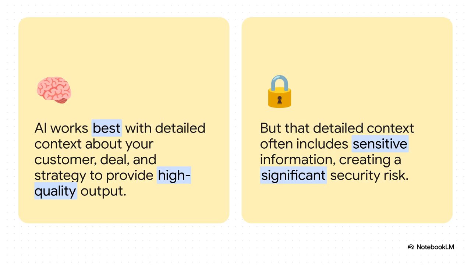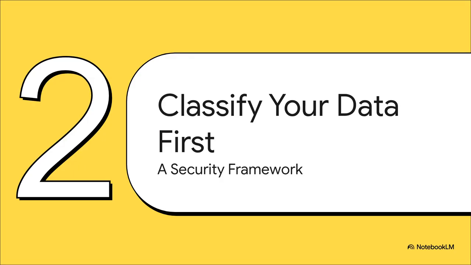But on the other hand, giving it that context means sharing really sensitive stuff. We're talking confidential, proprietary information, and that's a huge risk. So you're stuck. How do you get the magic without giving away the secrets? So how do we solve this? Well, it all starts with building a solid foundation. Before you type a single word into that prompt box, you have to know what you're working with. You need a system. And that system, your foundational security framework, is all about classifying your data first.